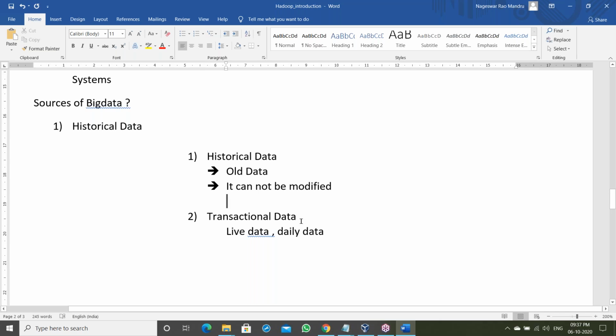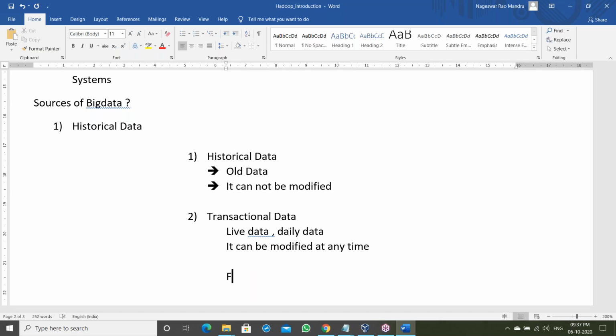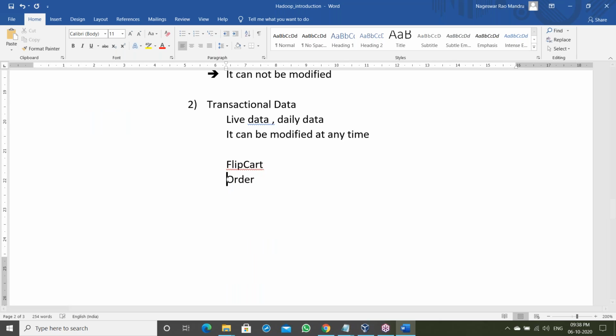Now transactional data is live data. It can be modified at any time. For example, let us take a Flipkart example. Suppose you are purchasing some item on Flipkart.